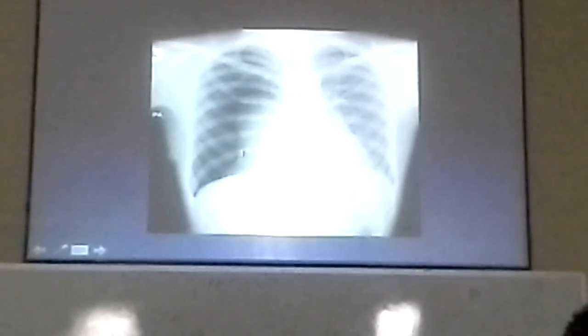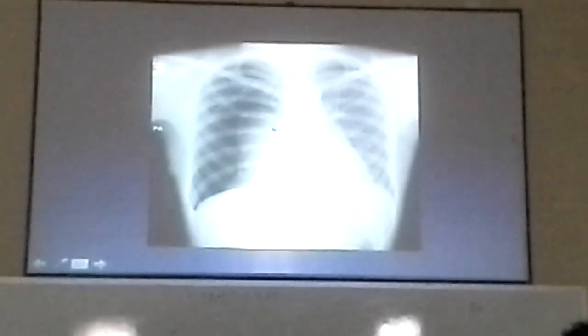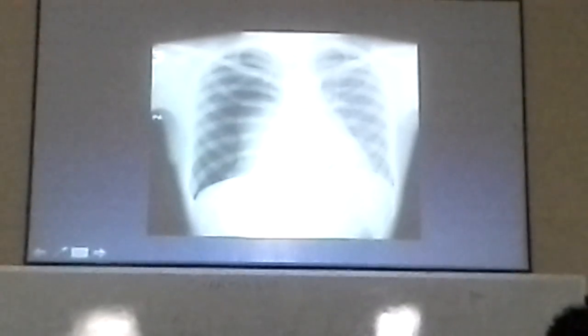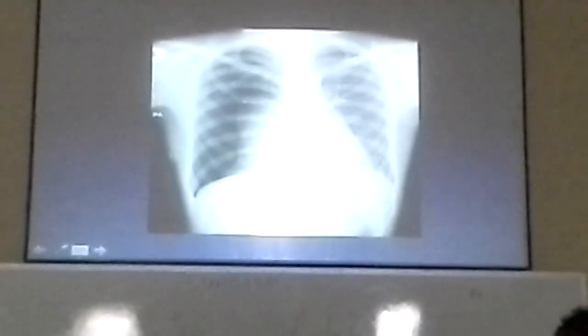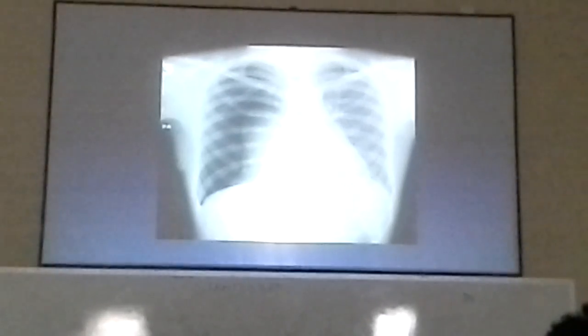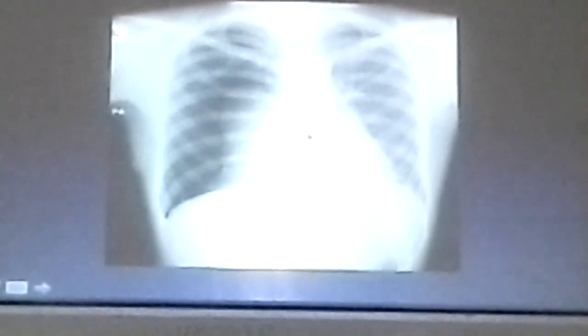Very good. So there is collapse of the lung and there is air inside the pleural cavity and there is some midline shift of the mediastinum. So the condition is called tension pneumothorax. This is very important. You should be able to recognize this kind of X-ray. If you don't recognize these X-rays, you will become a dangerous kind of doctor.